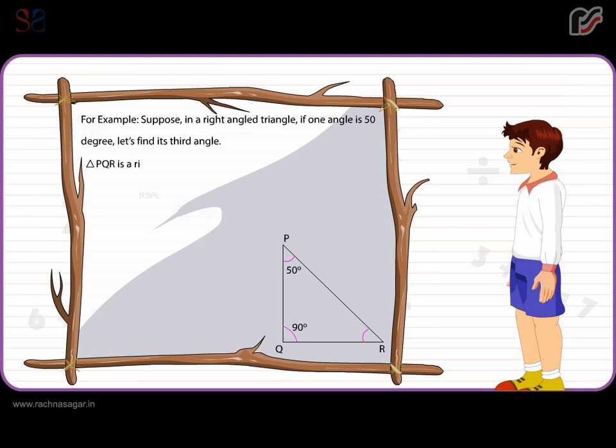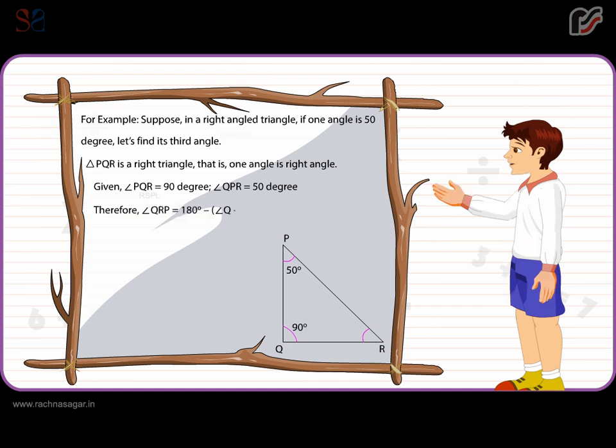Triangle PQR is a right triangle, that is, one angle is a right angle. Given angle PQR is equal to 90 degrees, angle QPR is equal to 50 degrees. Therefore, angle QRP is equal to 180 degrees minus (angle Q plus angle P), which is equal to 180 degrees minus (90 degrees plus 50 degrees), which is equal to 180 degrees minus 140 degrees.